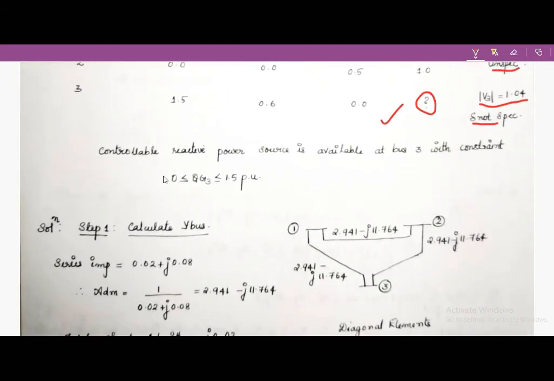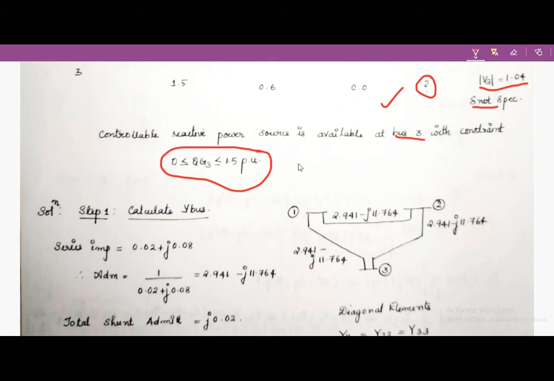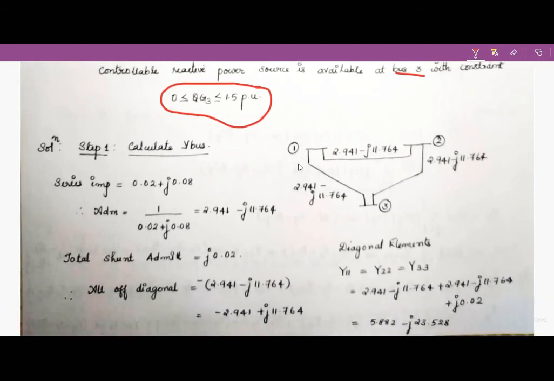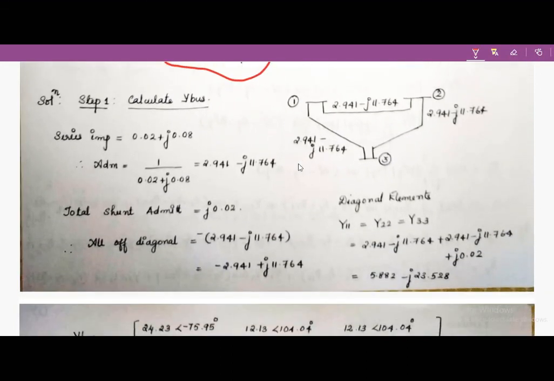Now one more constraint is given. A controllable reactive power source is available at bus number 3 with a constraint. This is a reactive power limit given in the question. So whenever a reactive power limit is given in the question, you should understand that out of the buses given, one bus will obviously be the generator bus. Why? Because only for a generator bus will you see a constraint like this. Now, like in the Gauss-Seidel method, the first step is calculation of Y bus.